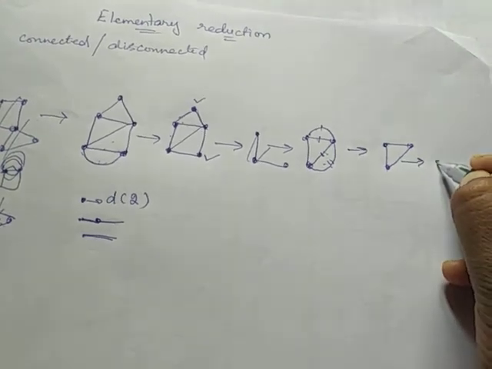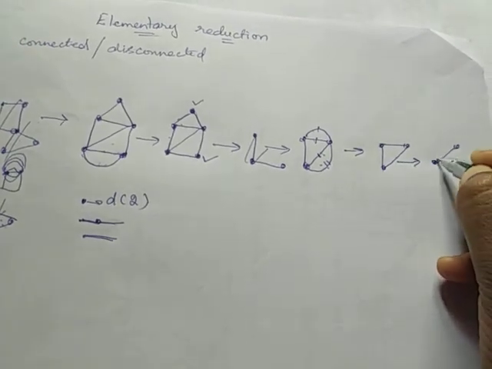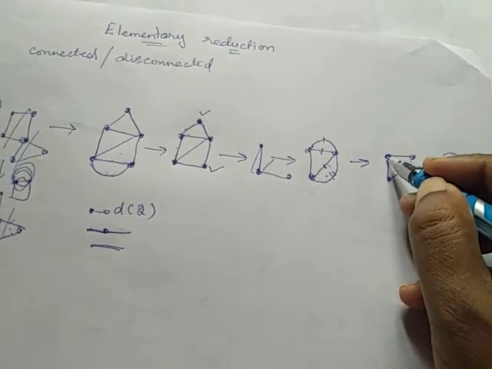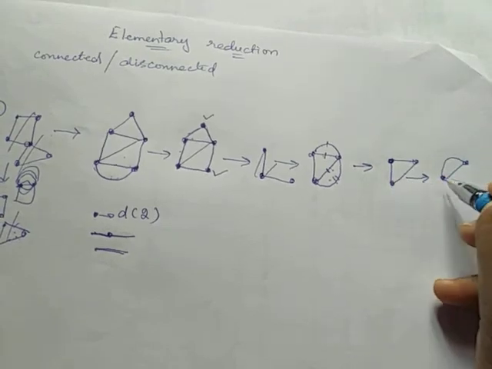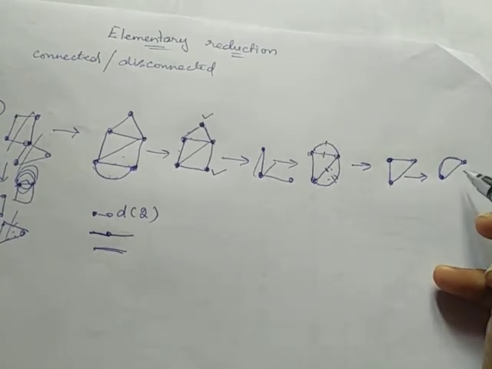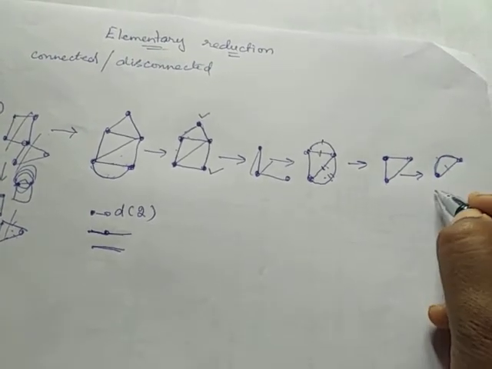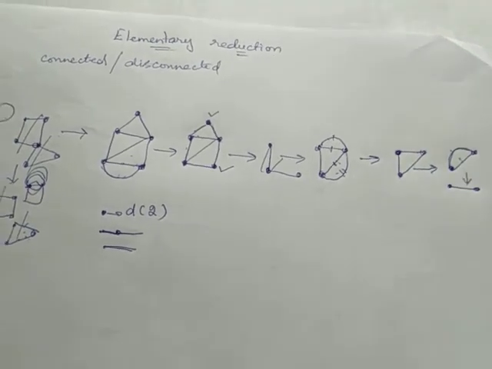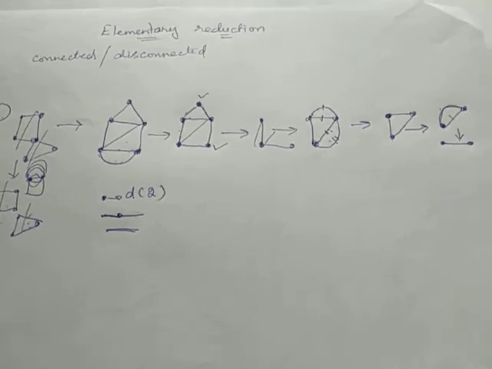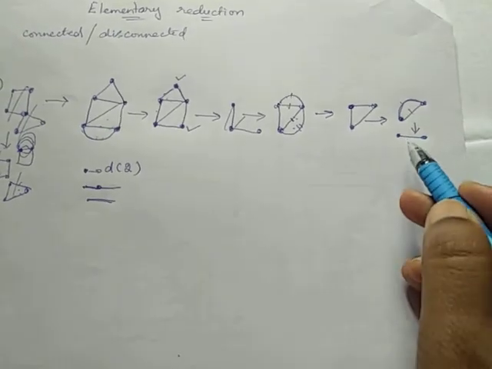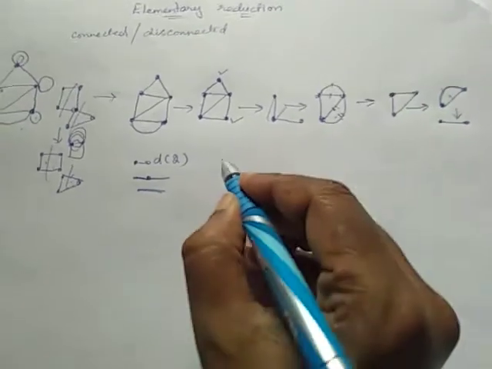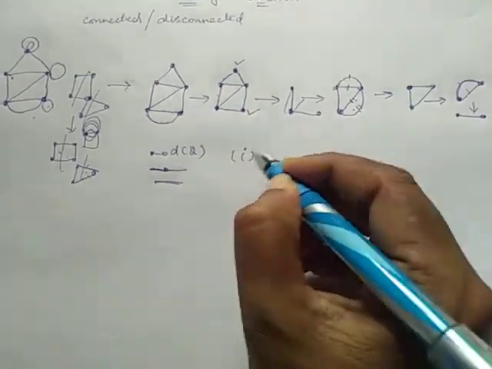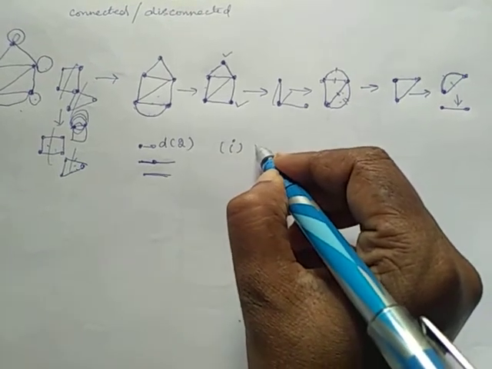Consider any one vertex and convert that into a single edge. I am considering this vertex. This vertex of degree 2 is replaced with a single edge. Again I have parallel edges. Whenever I have parallel edges, they will be replaced with one edge. Further, we cannot simplify.